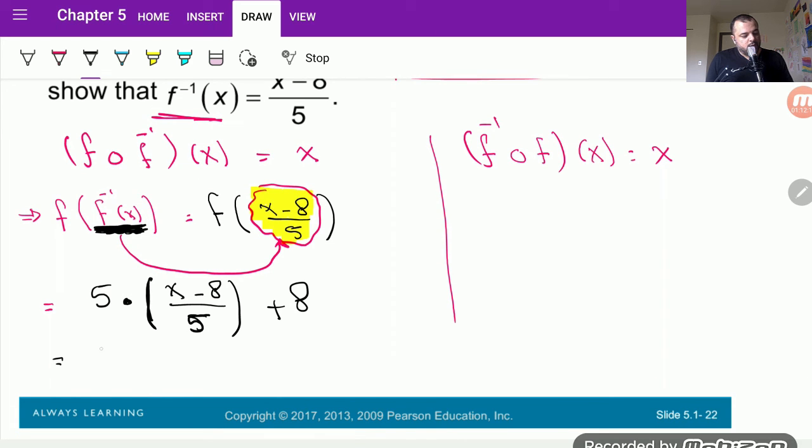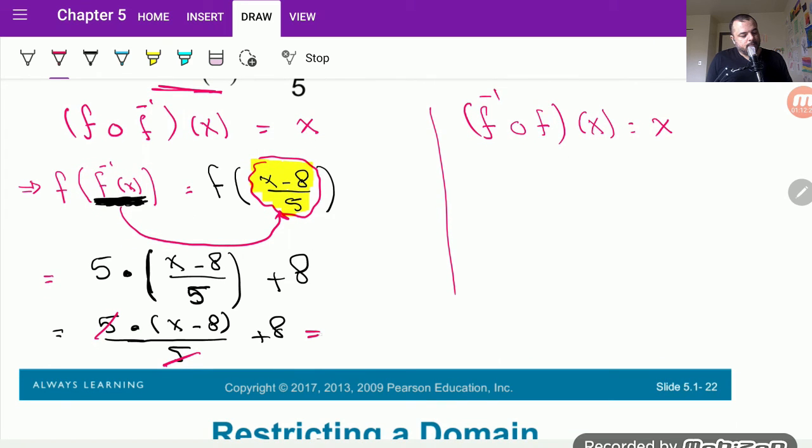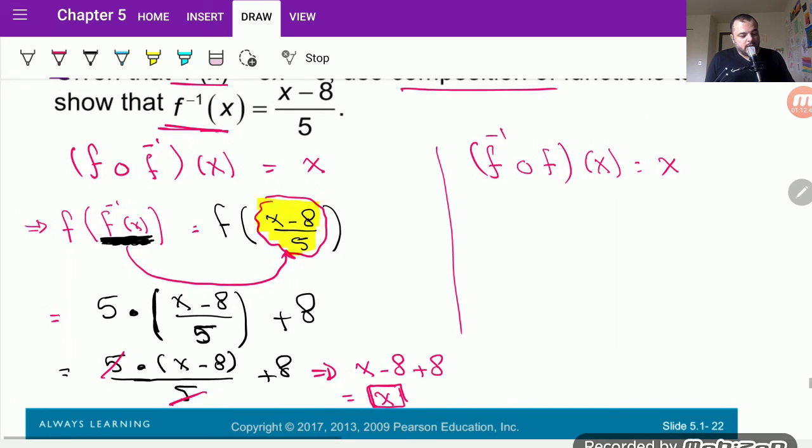Now, what we get is 5 times this parentheses over 5, correct? Plus 8. 5 cancels with 5. Then what we get is x minus 8 plus 8, and this is equal to what? It's equal to x. Perfect. And this is what we are expecting. So did we get this? Yes. Now the other way around.